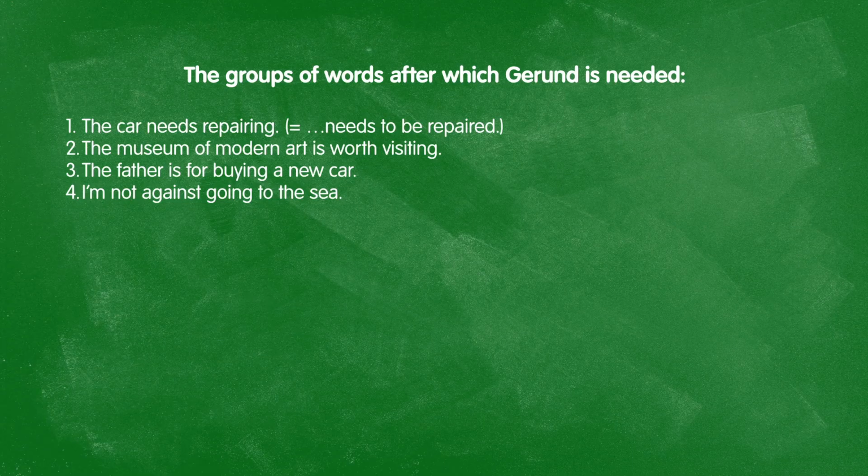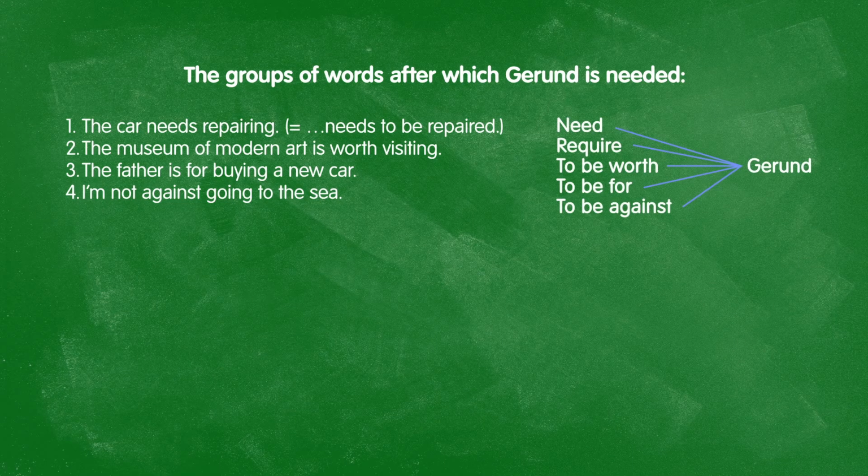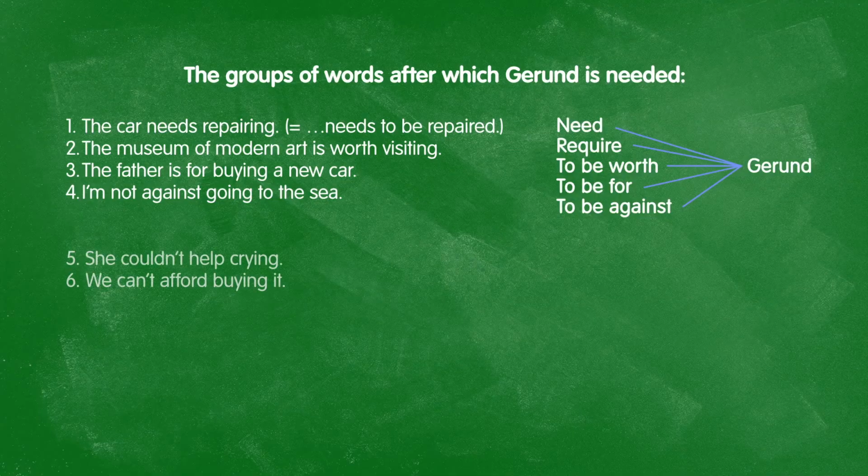Now, I'd like you to memorize some groups of words after which gerunds are used. The first example, this car needs repairing. Here, I could also say this car needs to be repaired, but we'll discuss that in a later lesson. Next, the Museum of Modern Art is worth visiting. Next, the father is for buying a new car. And a fourth example, I'm not against going to the sea. Here, the words need, require, to be worth, to be for, or to be against are used with a gerund following them.